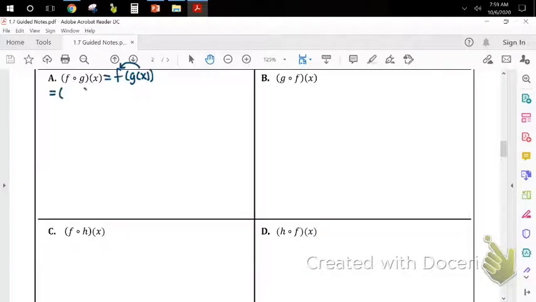So f is on the outside, so it's my skeleton, which is x squared plus 2x minus 1. And we're going to plug g of x into those parentheses now. So when I plug in the g of x is 1 over x minus 2. And so let's simplify this a little bit. Remember that 1 over x minus 2 squared, anything squared means times itself.